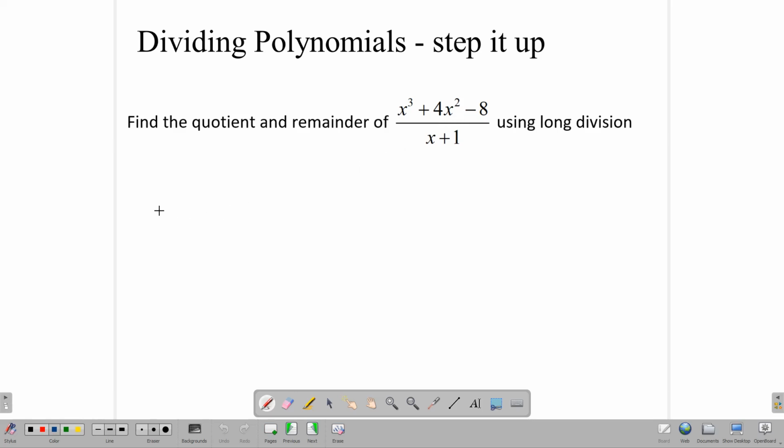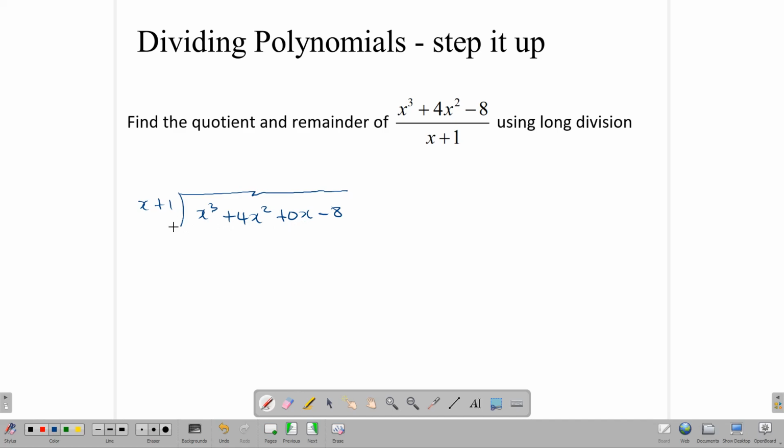So now we're going to divide by x plus 1, and we're dividing x to the third plus 4x squared. And notice that there is no x term, so I'm going to write here 0x minus 8. You do not have to write it, but in the beginning here, just because I'm trying to explain it, it makes sense to write it.